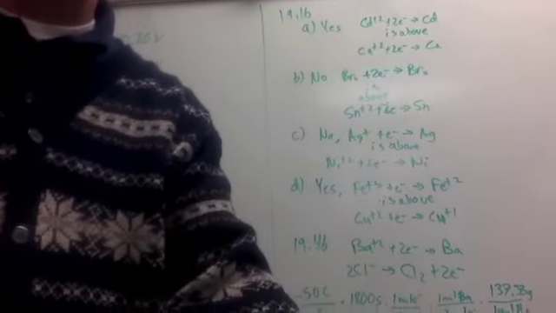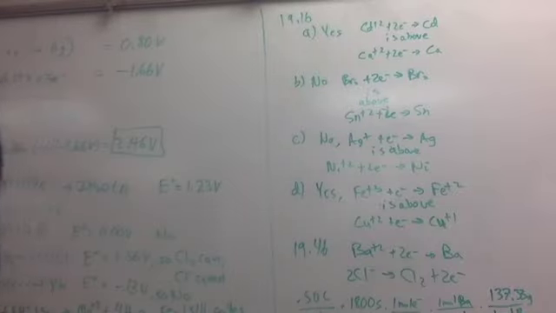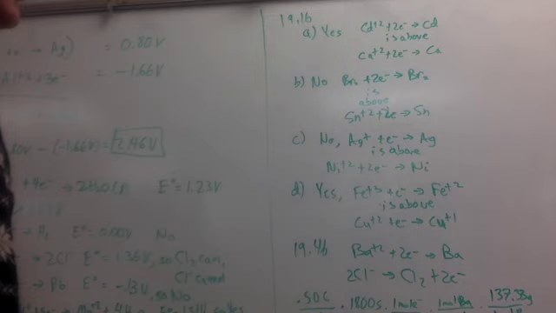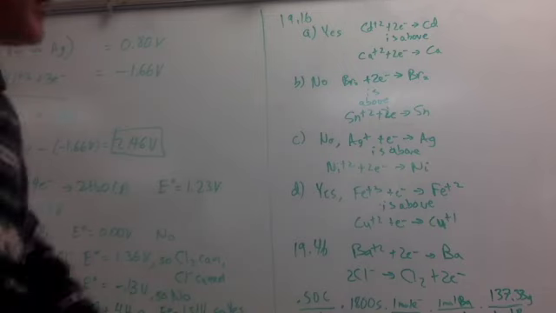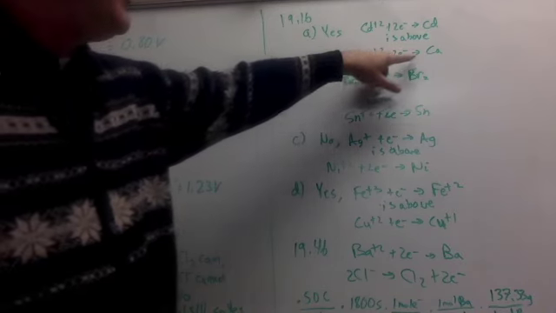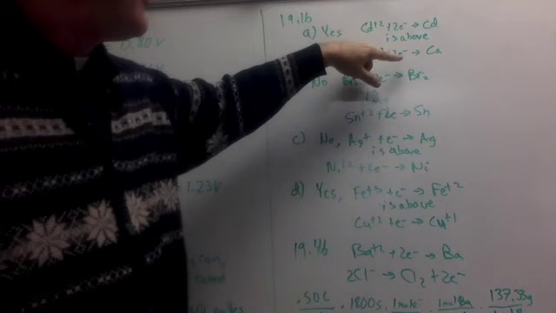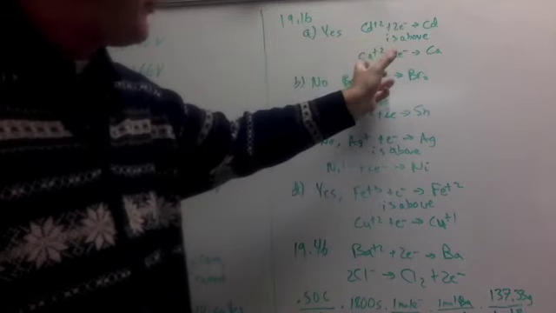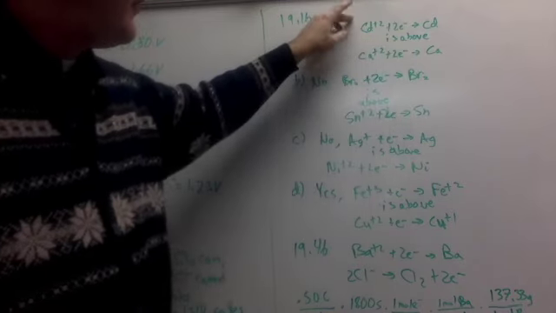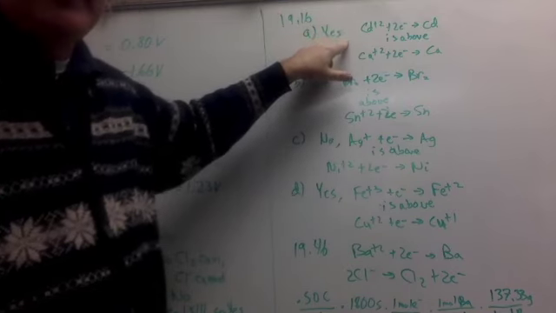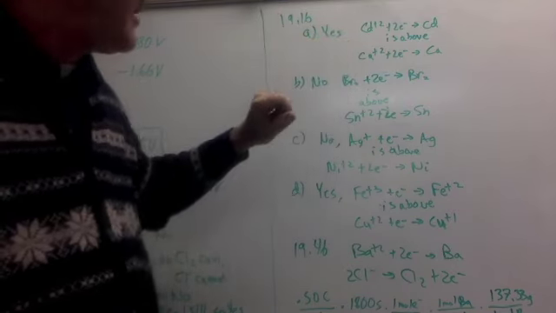Coming over here, I have 19.16. The cadmium plus 2 makes cadmium reaction is above the calcium plus 2 electrons makes calcium. So the calcium reaction would flip, and these two put together would make a good reaction. So that is yes, it is thermodynamically favorable, spontaneous.